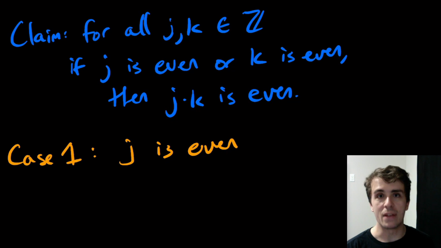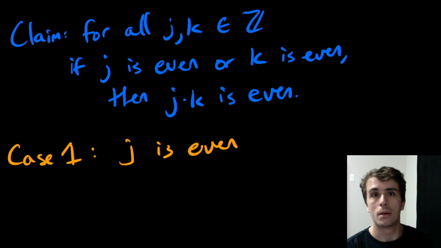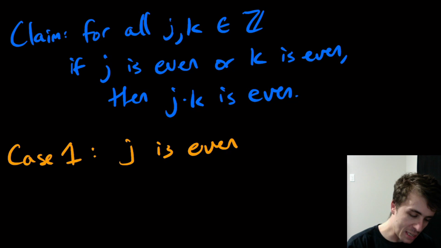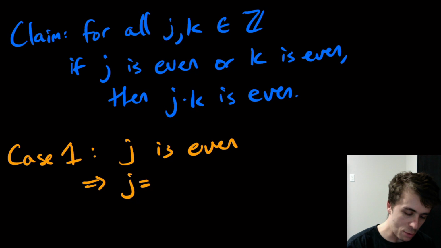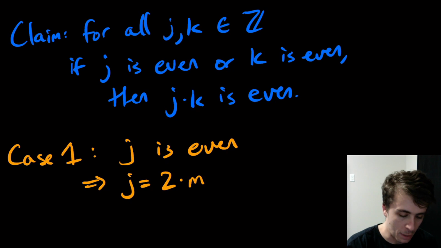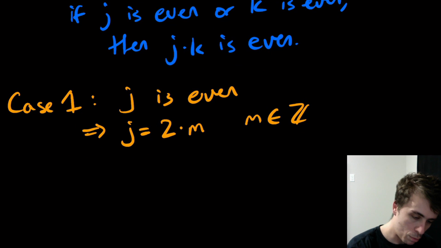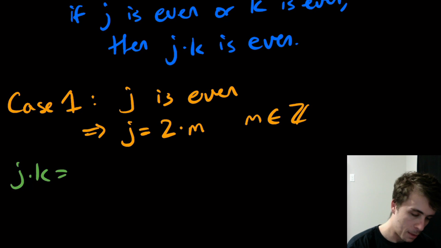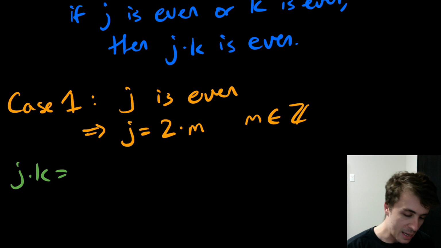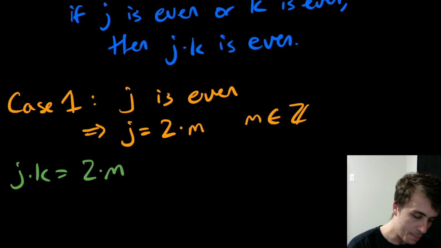So if j is even, that means it's some integer times 2. So j is equal to 2 times some integer. I'm going to call it m, where m is an integer. So what does that tell us then? Well, once we make this assumption, let's look at what we need to prove, that j times k is even. So j times k is equal to 2 times m, just by doing the substitution right here, times k, well, that's just some integer.